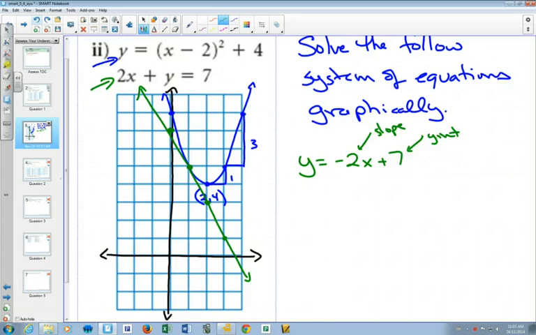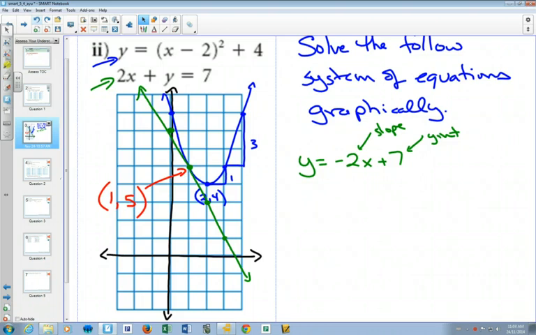Do these ever cross? Yes, they do. At only one point. And that point is right there, which is 1, 5. So that is our solution. And there's only one, because when we did it graphically, we see that the two graphs only cross at one point.